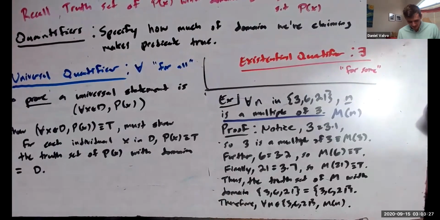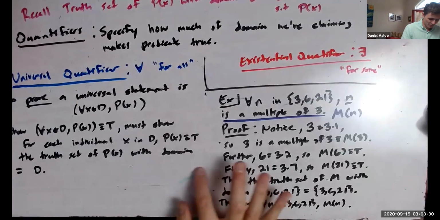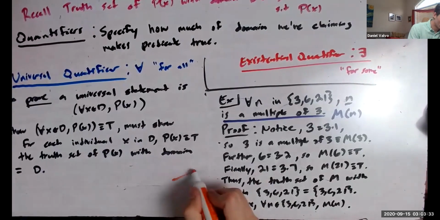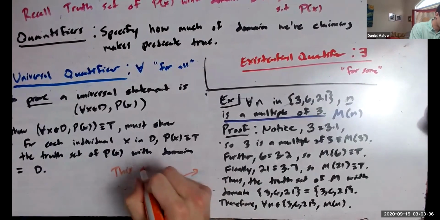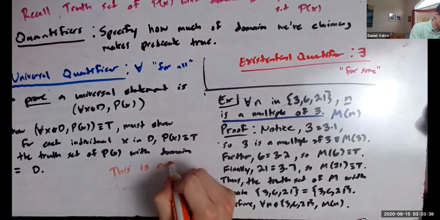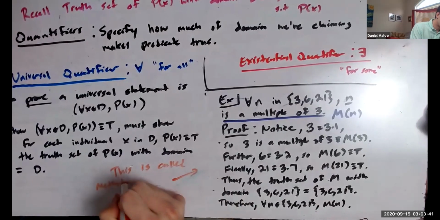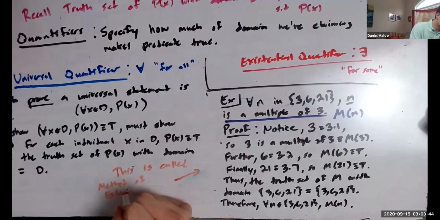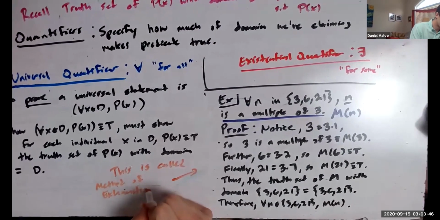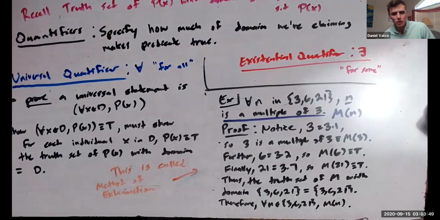Okay, the green marker doesn't work anymore. We'll use maybe orange. This is called the method of exhaustion. So going through and checking literally every possibility in your domain is called the method of exhaustion. Any questions on the method of exhaustion? Pretty simple, right? Good.